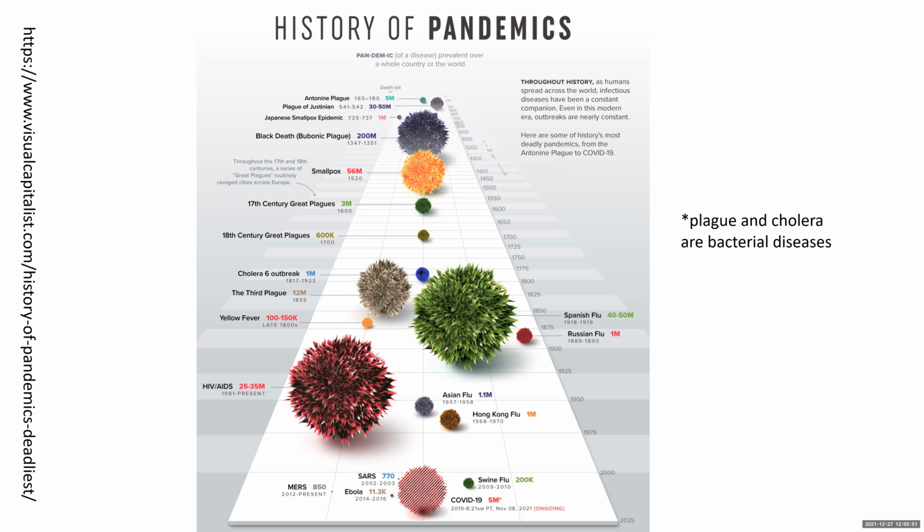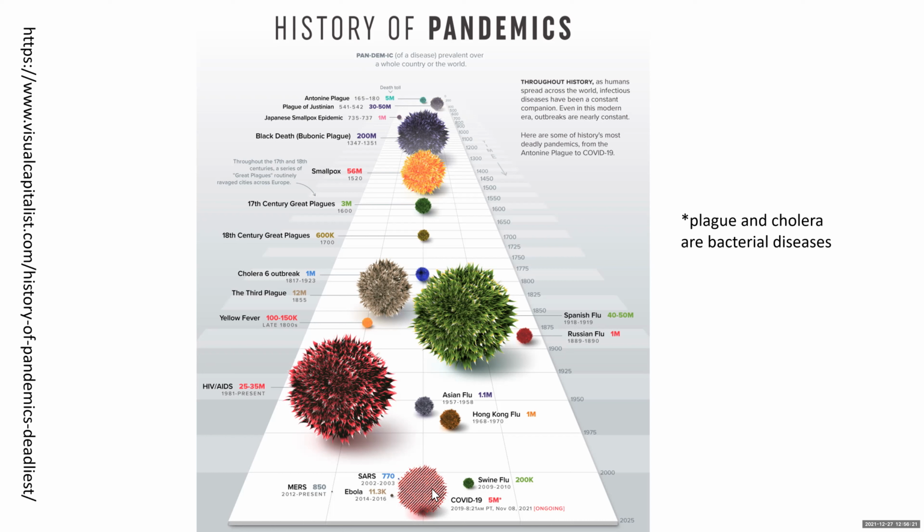So bacterial infections like plague and cholera can now be killed by antibiotic medications. However, still, some of the most destructive pandemics in the history of humanity have also been from viruses, such as smallpox and yellow fever, Spanish flu. We've all been talking about that, HIV, AIDS, and COVID here.